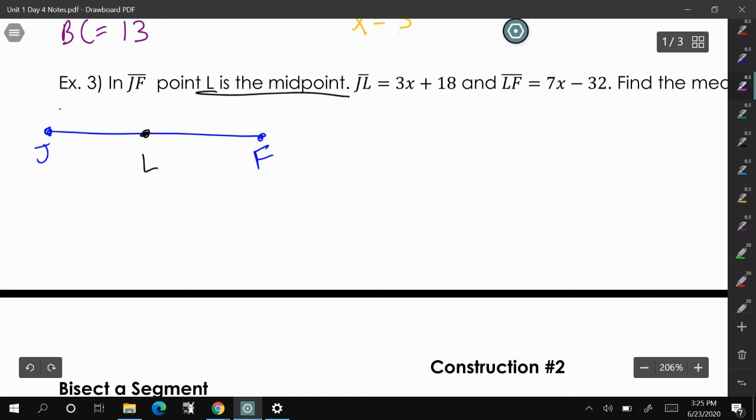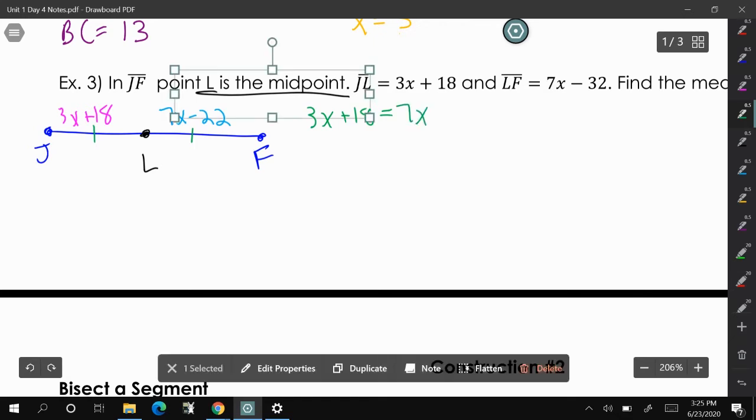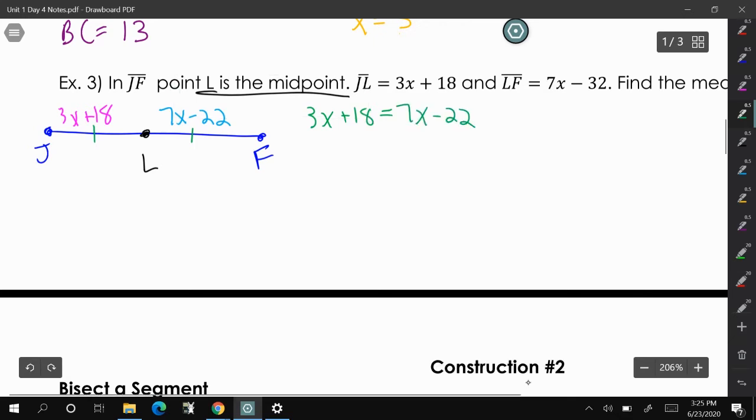So JL is 3x plus 18. LF is 7x minus 22. So then we know that L is the midpoint. These two are equal. So we're going to do 3x plus 18 equals 7x minus 22. And then we can solve this.